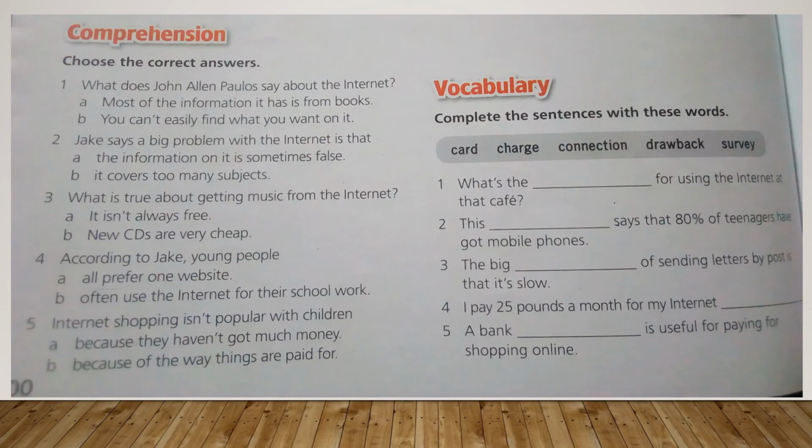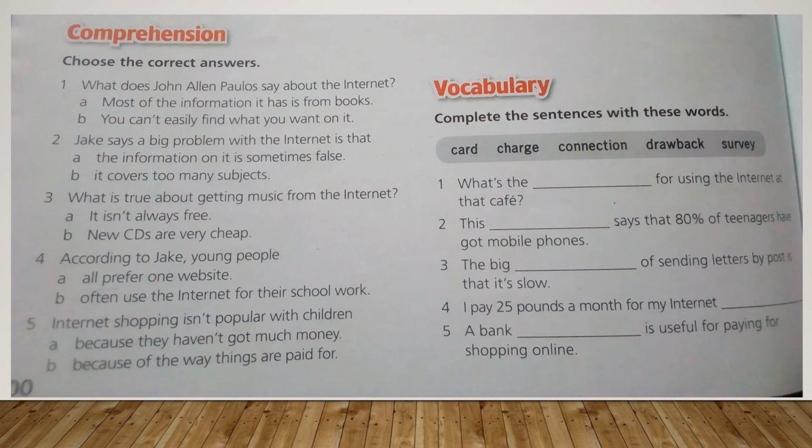Now let's check your comprehension of the text. Choose the correct answer. 1. What does John Allen Paulus say about the internet? A. Most of the information it has is from books, or B. You can't easily find what you want on it. The answer is B. It can be difficult to find exactly what you're looking for.